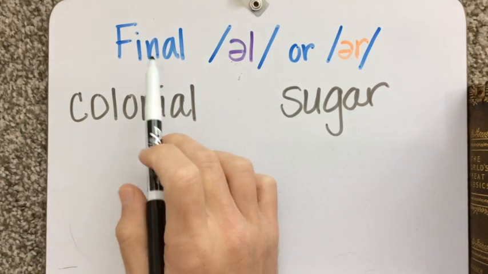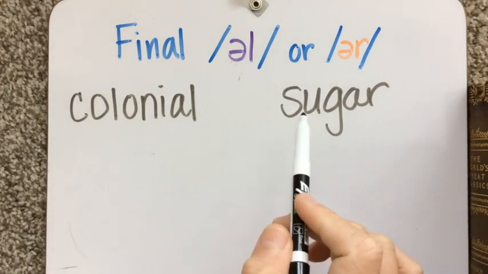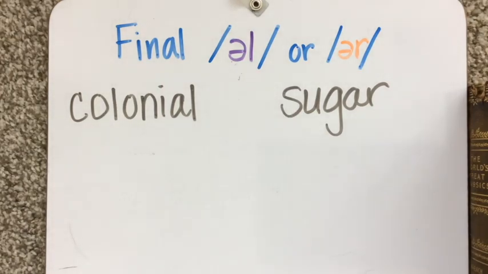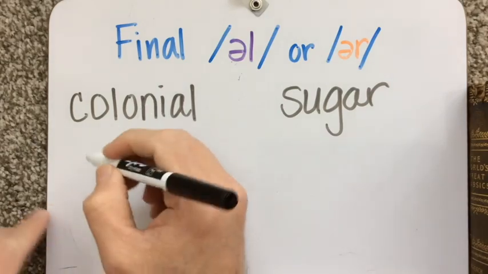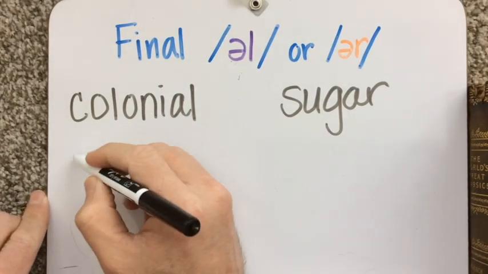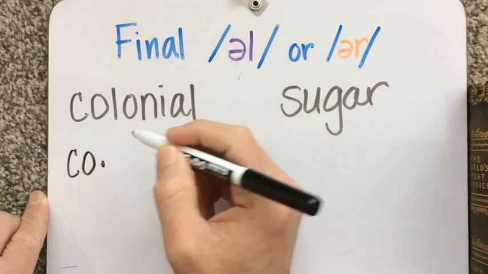Today we're going to talk about two final spelling sounds, and we're going to use colonial and sugar as examples to help us brainstorm and sort some words with these sounds. Final just means that it's going to be coming at the end of a word. To get started, let's break colonial into syllables. And remember, syllables is just how we break it apart, and it helps us with our pronunciation.